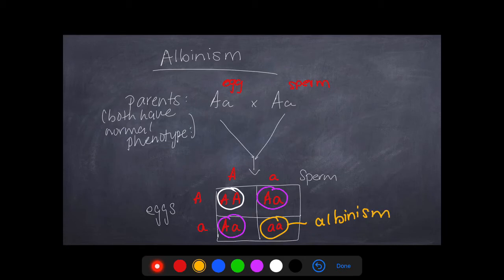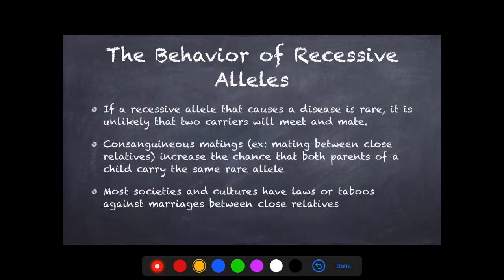Remember, because albinism is a recessive disorder, the only way you can have albinism is if you have homozygous alleles for it. So you have little a, little a. Now, if a recessive allele that causes a disease is rare, it's pretty unlikely that you have 2 carriers that are going to meet and mate. It's just how it works. I mean, it's not impossible, but it is very rare for that to happen.